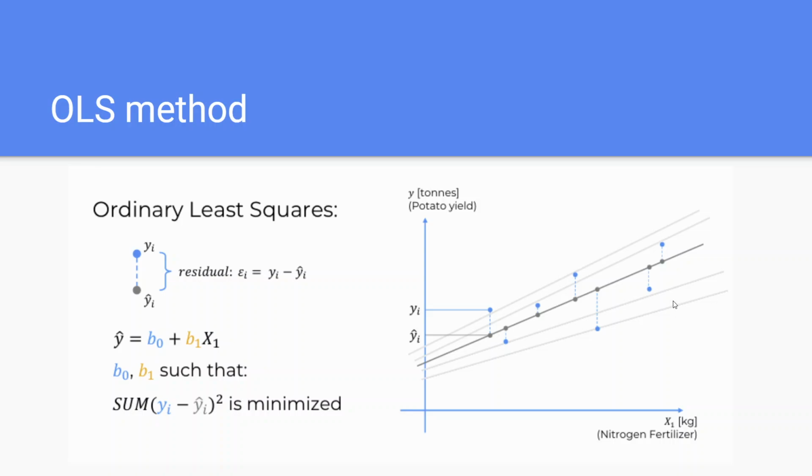So from this method, the objective is to minimize the error between the real values and the predicted values. So that's all for the OLS method.